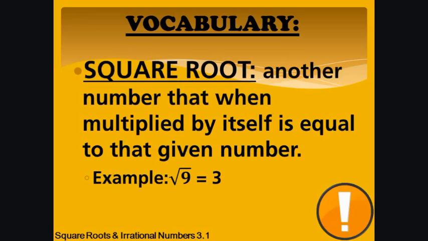Let's go ahead and talk about square roots. A square root is another number that when multiplied by itself is equal to that given number. So the square root of 9 is 3, because when we multiply this given number by itself, 3 times 3 equals 9. That's how they're inverse operations. The square root of 9 is 3. That's the number multiplied by itself twice to equal that perfect square.